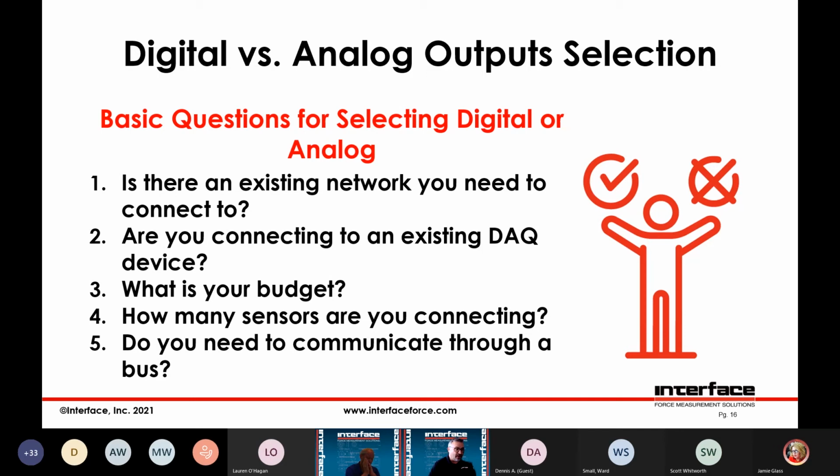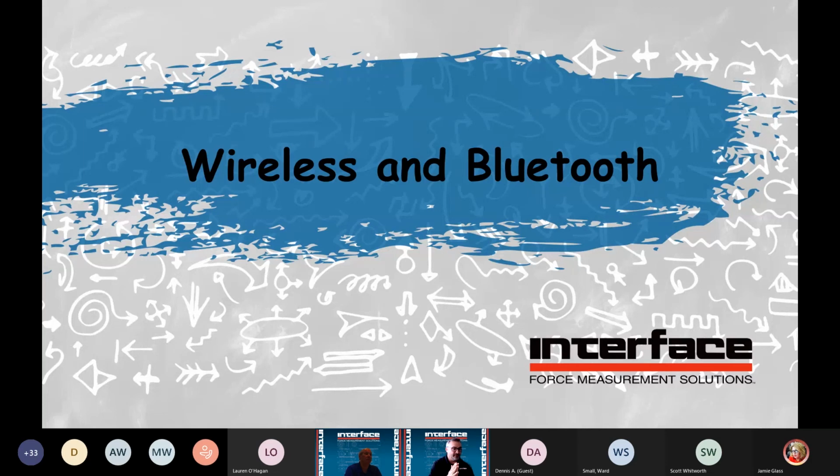Budget, again, depends. If you have a lot of stuff that's analog, staying analog may make sense. If you have to add channels to your DAC, but you've got digital interface available, that can be a lot of a cost saving depending on how many sensors and how many channels you need. Again, how many sensors you're connecting, more sensors, sometimes digital makes more sense because, again, limited cable runs and connectivity. Next slide. Wireless and Bluetooth, handing it over to Ken Bishop.